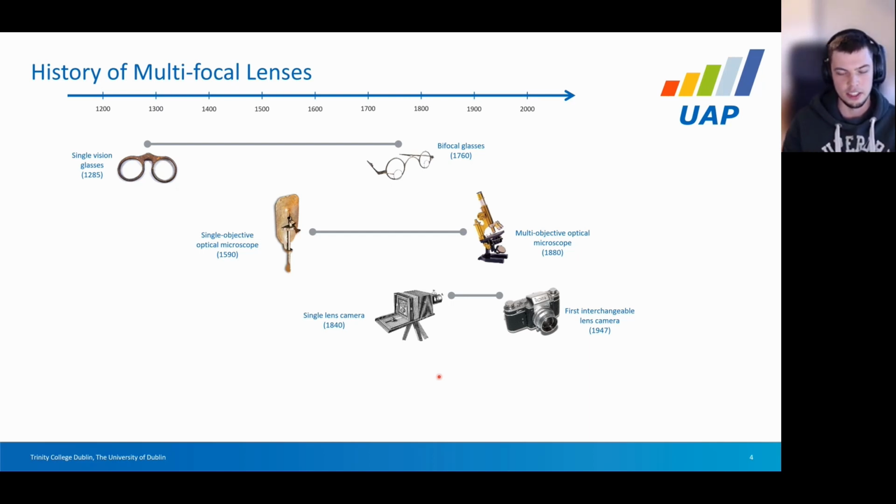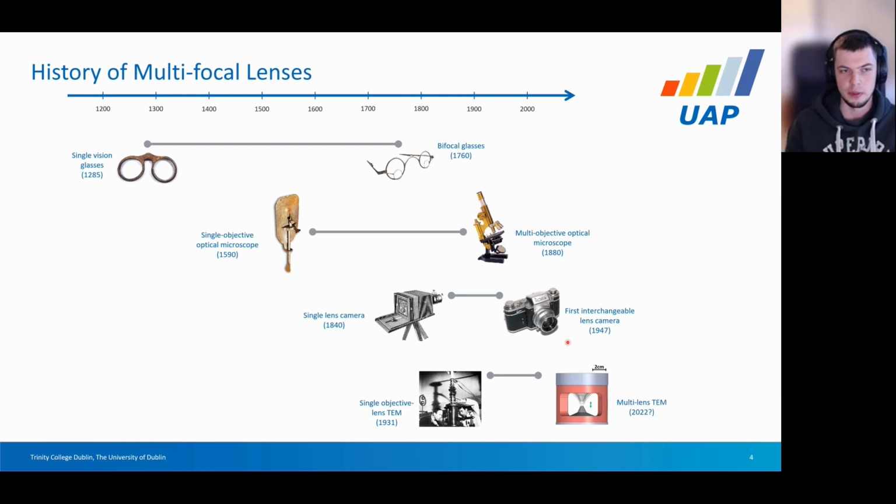So the same for cameras as well. It took us about 100 years to change between a single lens camera and an interchangeable lens one. And of course, just before this interchangeable lens camera, there was the first TEM, with just a single objective lens. So hopefully that means in the near future we might get a multi-lens TEM.